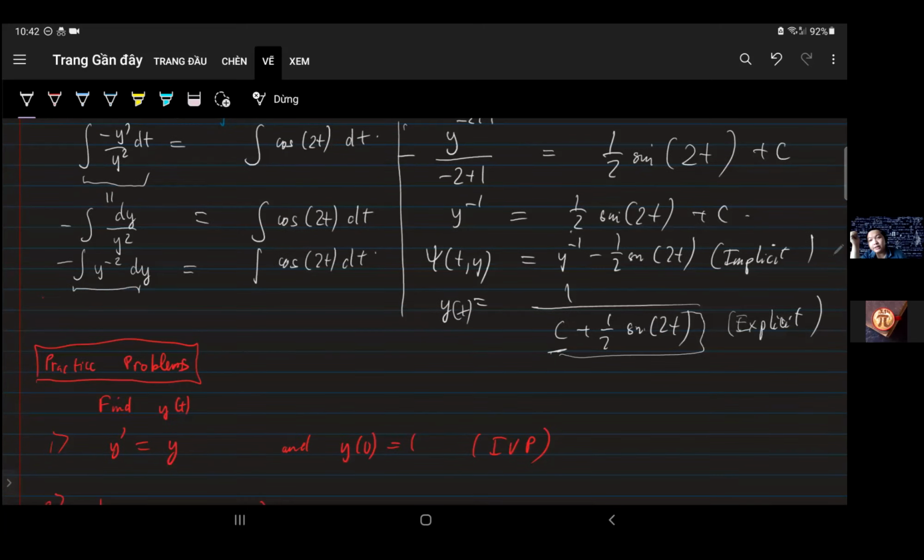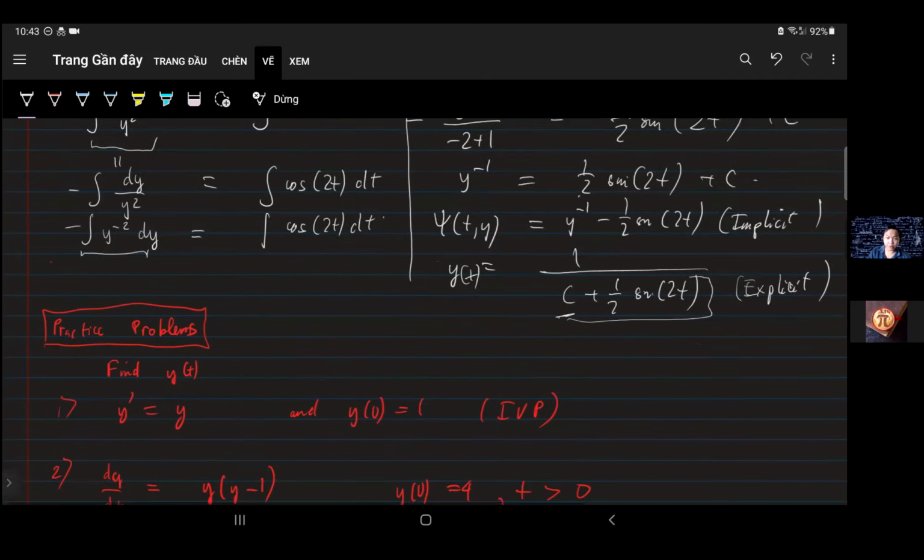Okay. So if the constant c is bigger than 1/2 or less than -1/2, we don't have to worry about that, because sine of 2t is between -1 and 1, so 1/2 of sine of 2t is between -1/2 and 1/2. So if c does not belong to that interval, we don't have to worry. If c belongs to that interval, we have to worry. And c is actually the initial condition for the equation. Okay, so that is the first example about the separable equation.